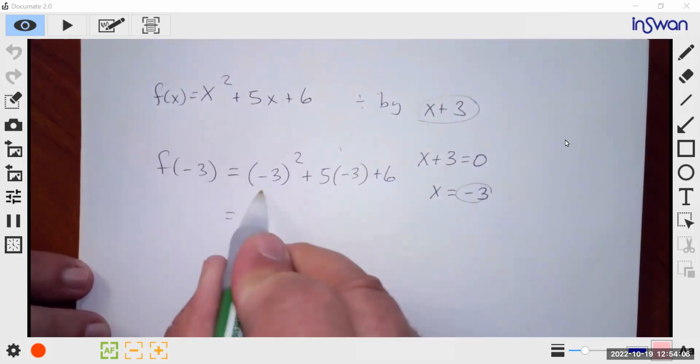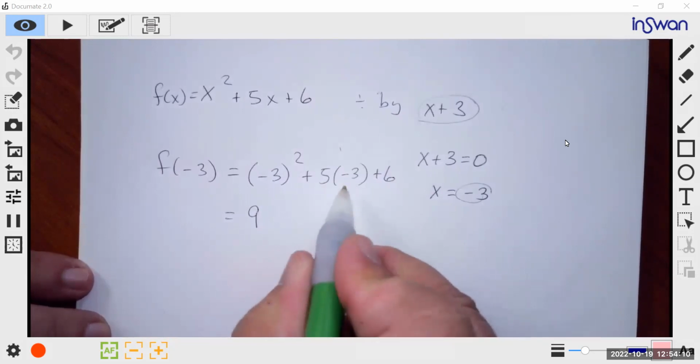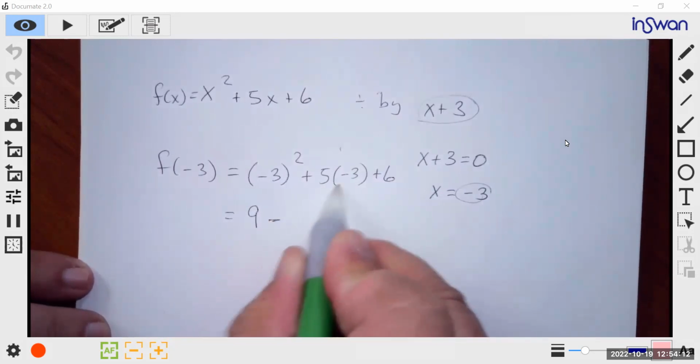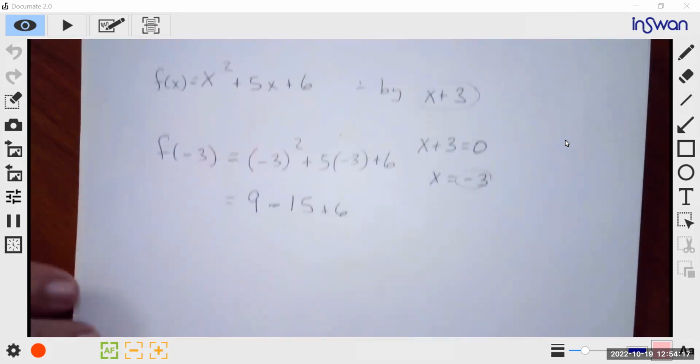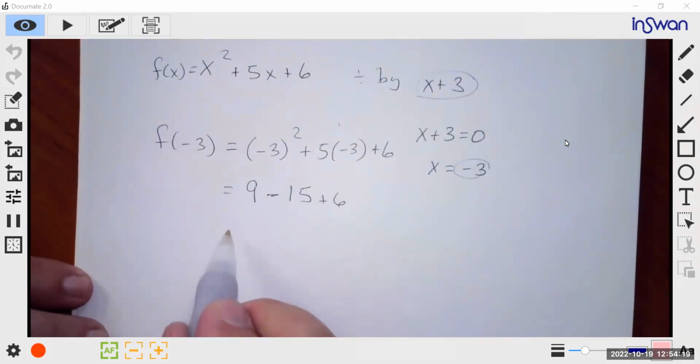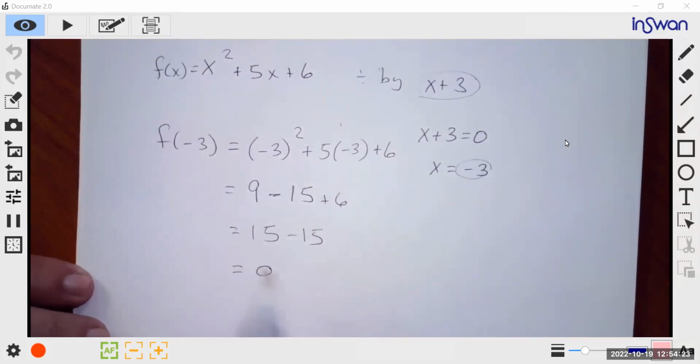Let's see what happens. So negative 3 squared is 9. Negative 5 times positive times negative is a negative. 5 times 3 is 15 plus 6. 9 plus 6 is 15. Minus 15 equals 0.